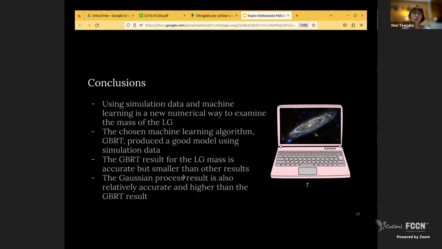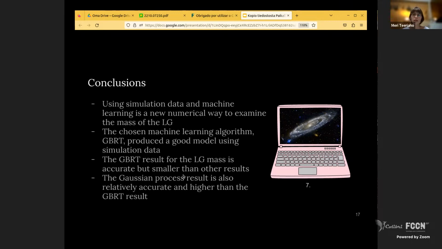So then some conclusions. Using simulation data and machine learning is a new numerical way to examine the mass of the Local Group. So you can use this method. This is a really new way because we are using simulations and machine learning, which are really new things, and you need to have powerful computers to produce the simulation and also run the machine learning.